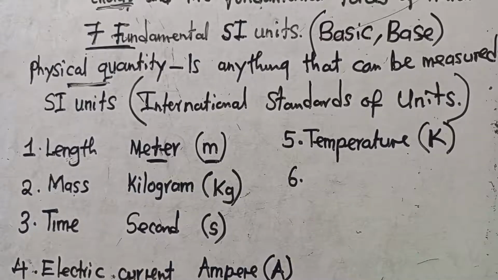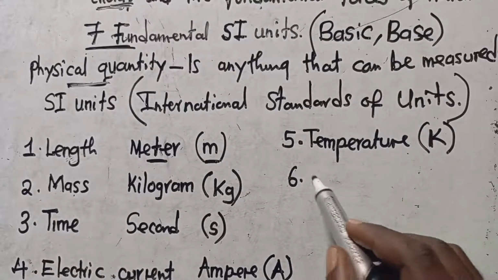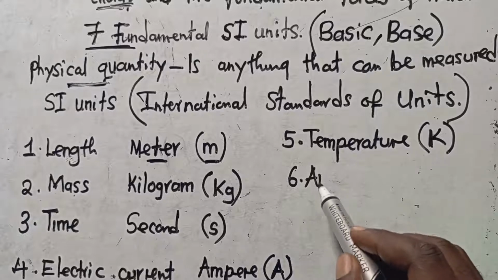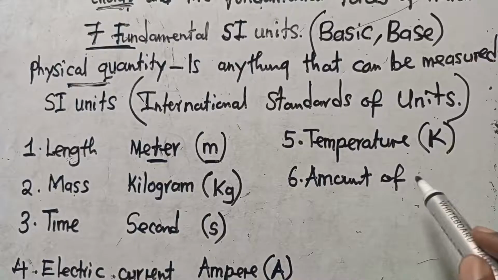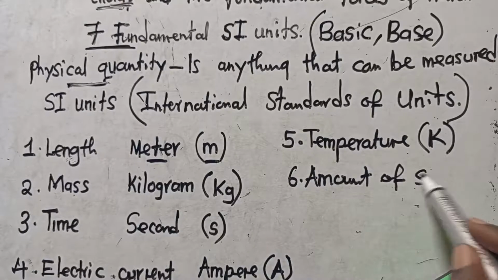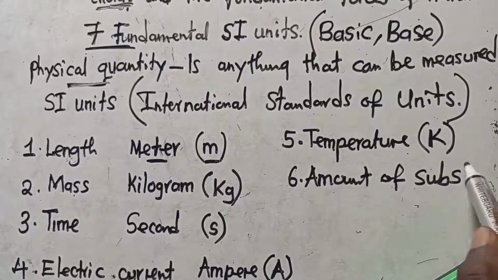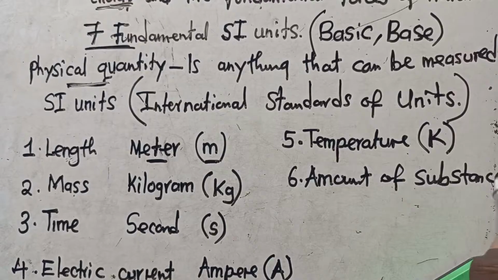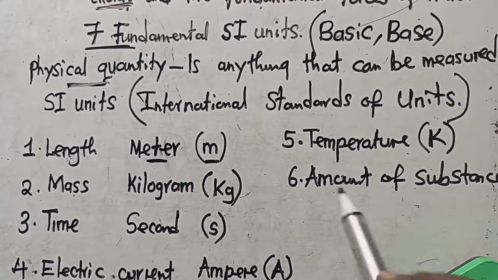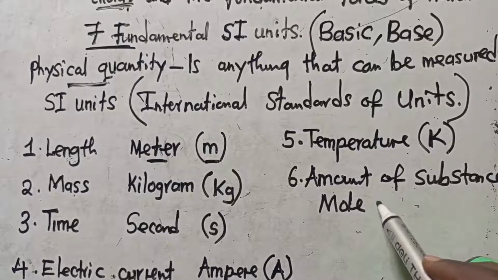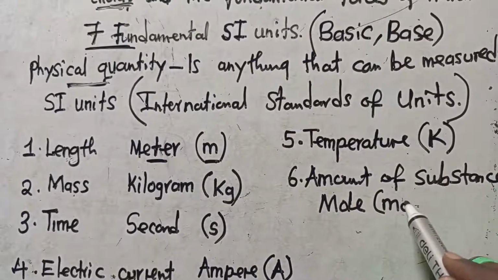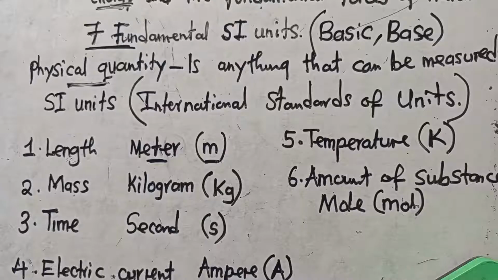We move to the sixth one. The sixth one is called the amount of substance. So meaning if you can measure the amount of substance, amount of what? Amount of substance. If you can measure the amount of substance, meaning it is a physical quantity. And it is measured in what? It is measured in moles, like this. The symbol is this. This is the symbol, just like that.